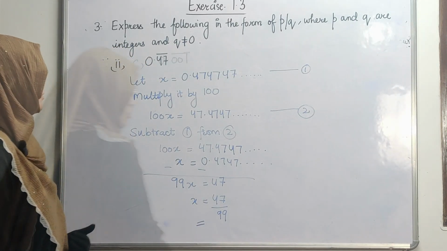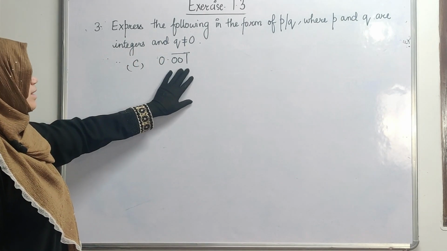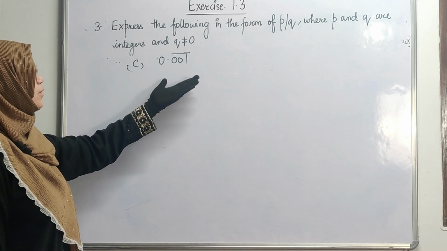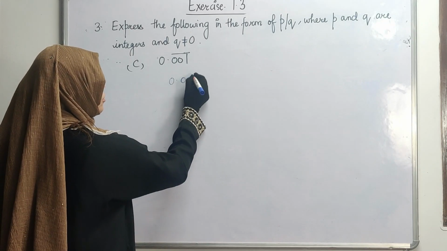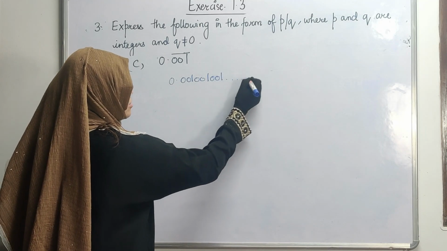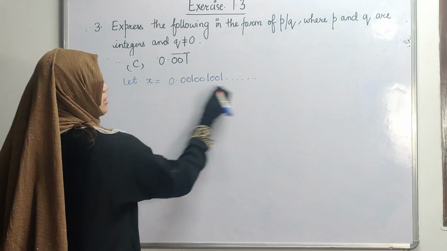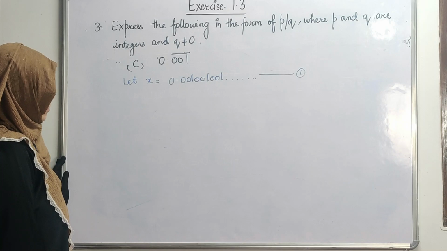Moving on to question number 3. Your third part is 0.001 and the bar is at 001. It means repeat क्या हो रहा है हमारा part? Repeat हो रहा है हमारा 0.001 001 001 and so on. Let x equals to this and write it equation 1.